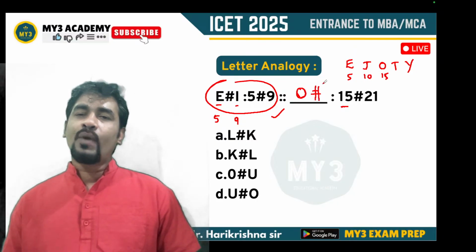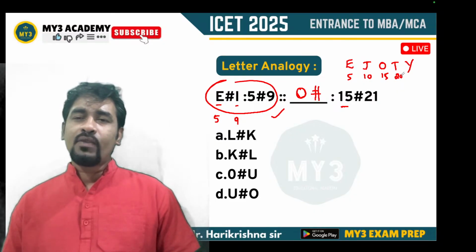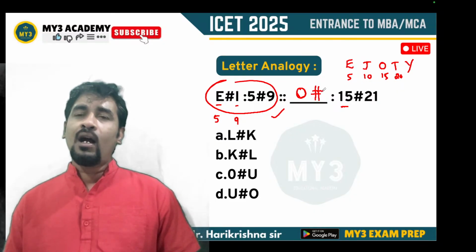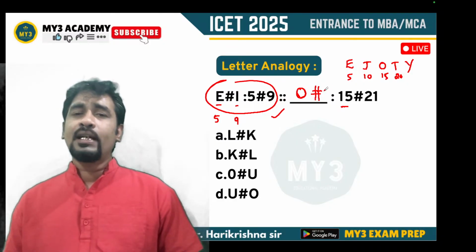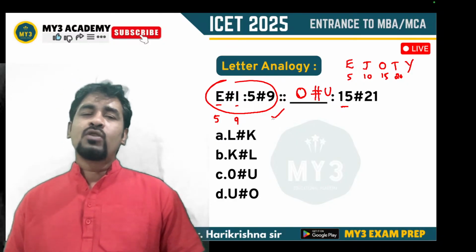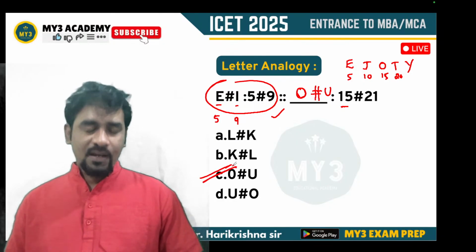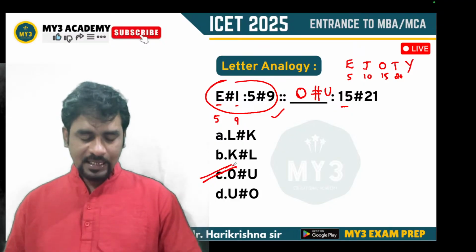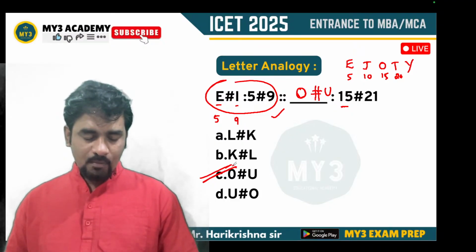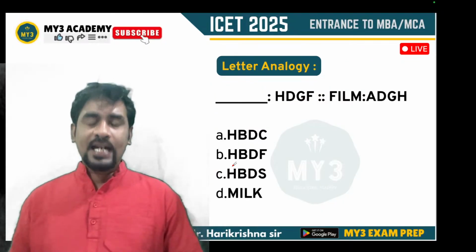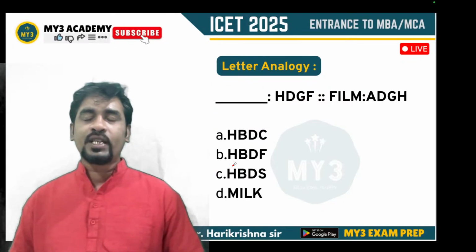And what about 21? T is 20, like T20 cricket. 21 will be after the alphabet T. So the alphabet after T is U, so the answer must be OU, which is available as option C. You can mark it as the answer choice. Good response from most of the students. Look at the next question, the most repeated question in the ICET exam.